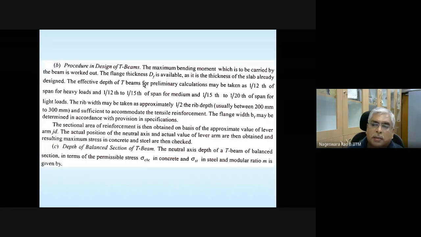The maximum bending moment which is to be carried by the beam is worked out. The flange thickness is available as it is the thickness of slab already designed. That's what I mentioned. We don't have much choice in choosing different values for Df because it's going to be dictated by the slab thickness. Okay, and the effective depth of T-beam for preliminary calculations. So if effective depth is not given, this is how you need to proceed. The effective depth of T-beams for preliminary calculations may be taken as 1/12 of span for heavy loads.